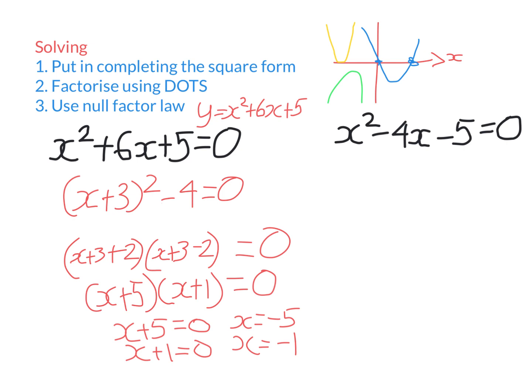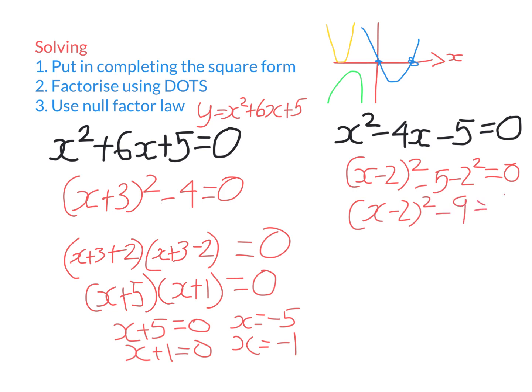So what about this one here? x squared minus 4x minus 5. We're going to start by completing the square. So it'll be x minus 2 squared. Why negative 2? Because it's half of negative 4. So what goes outside? We take our value of c and we minus 2 squared. So negative 5 minus 4 actually gives us negative 9. So we end up with x minus 2 squared, subtract 9, equals 0. All right, first step done, completing the square form.